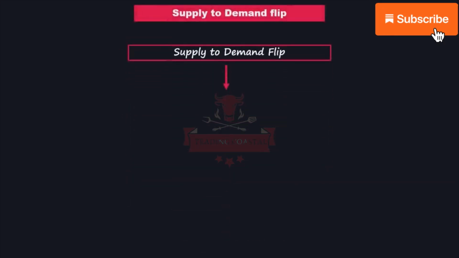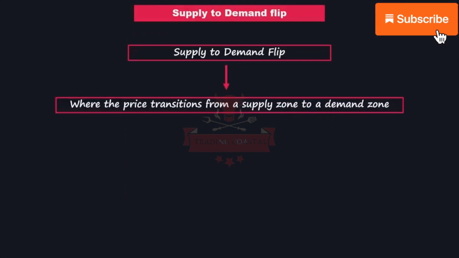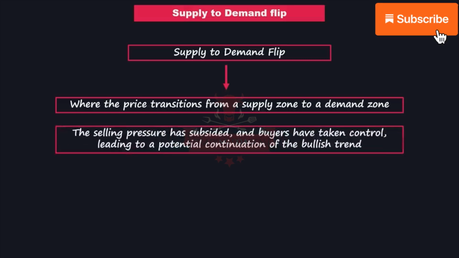The supply to demand flip pattern is a continuation flip pattern where the price transitions from a supply zone to a demand zone. From the words supply to demand, you'll be able to understand that we are talking about moving from a supply zone to a demand zone. This flip pattern suggests that the selling pressure has subsided and buyers have taken control, leading to a potential continuation of the bullish trend. Traders who identify this pattern can look for opportunities to enter long positions as the price reverses from the supply zone and moves toward the demand zone.